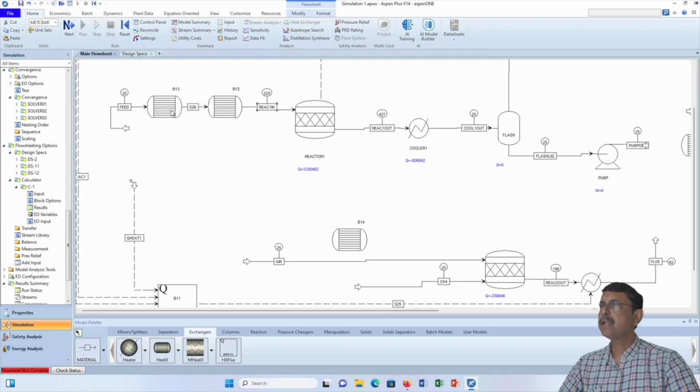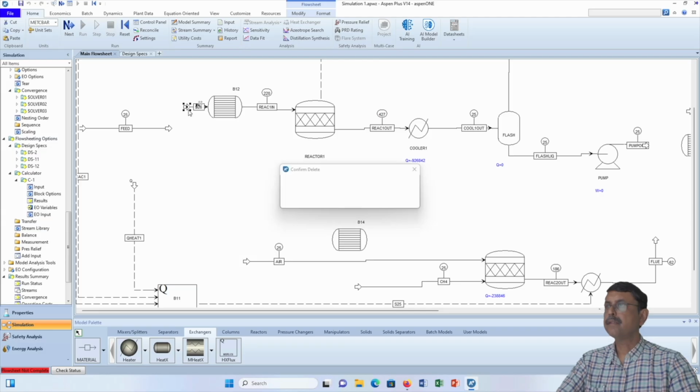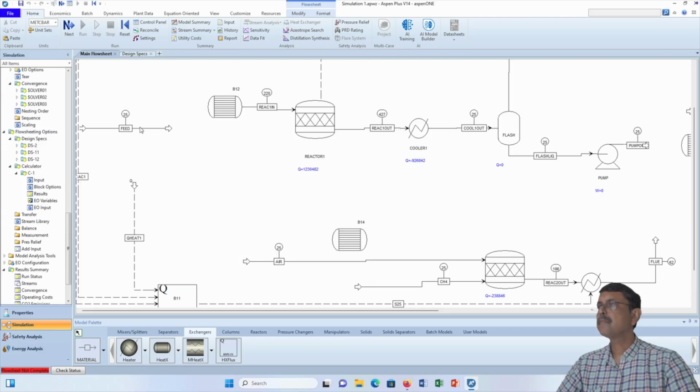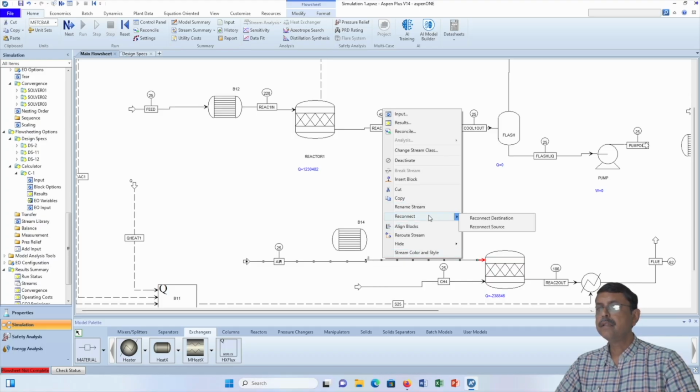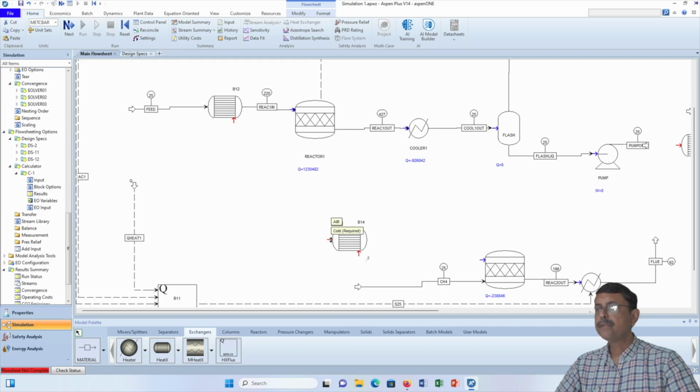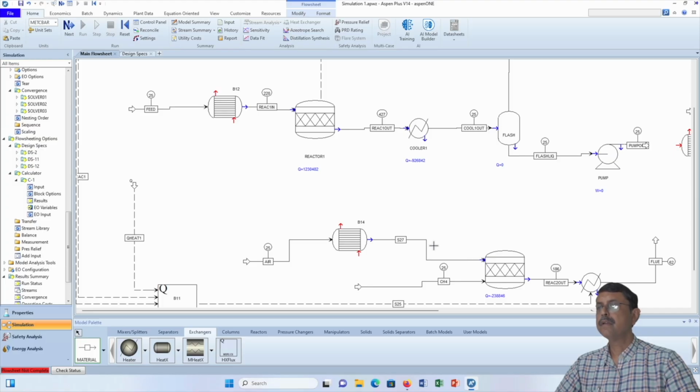Or for that matter, we can delete one heat exchanger from here. Just leave it with this. So connect it with this one. Okay. Now, this one also, we will connect this stream with this one, and we'll connect these two material streams. So basically, we want to preheat the feed and air with reactor out.